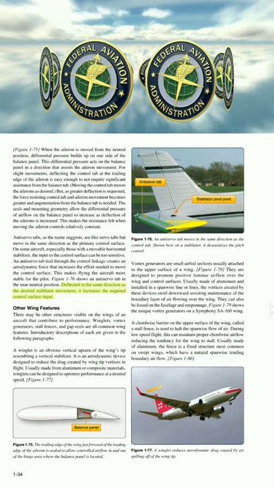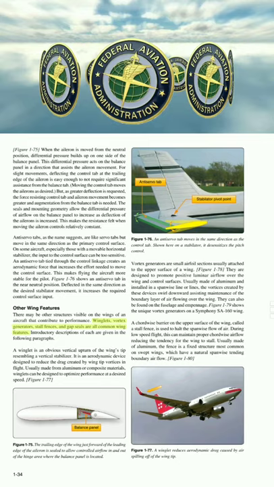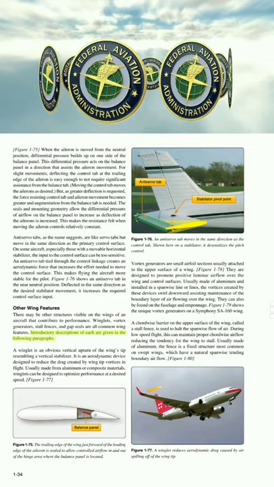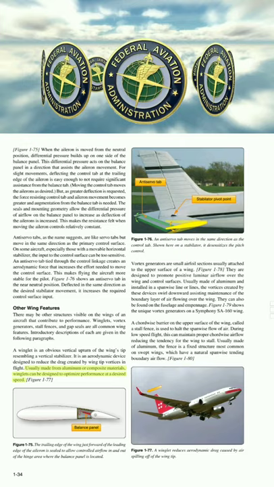Other wing features. There may be other structures visible on the wings of an aircraft that contribute to performance. Winglets, vortex generators, stall fences, and gap seals are all common wing features. Introductory descriptions of each are given in the following paragraphs. A winglet is an obvious vertical upturn of the wing's tip resembling a vertical stabilizer. It is an aerodynamic device designed to reduce the drag created by wingtip vortices in flight. Usually made from aluminum or composite materials, winglets can be designed to optimize performance at a desired speed.